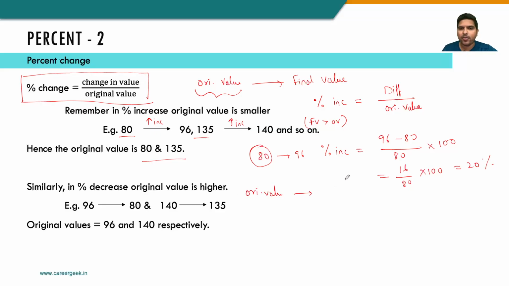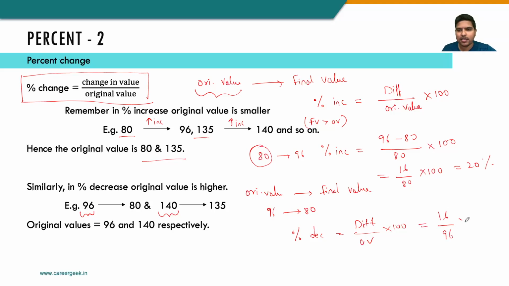If they are asking for percentage less or percentage decrease, know that it's always the original value which is greater. Original value becoming final value. The larger value is becoming the smaller value, right? So here the original values are the greater ones. So let's say if 96 is becoming 80, obviously there is a percentage decrease, which is difference upon original value into 100, right? So which is 16 upon 96 in this case.